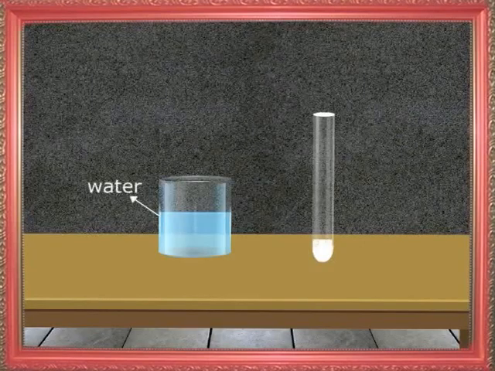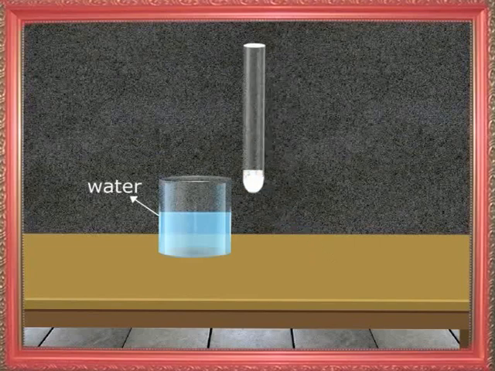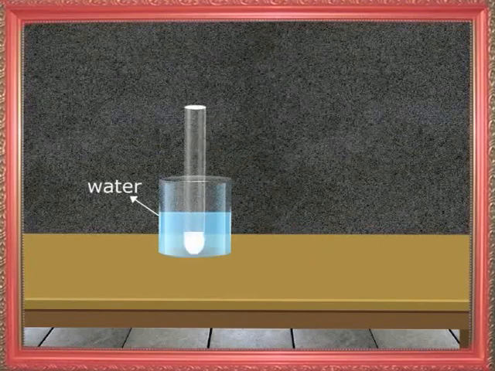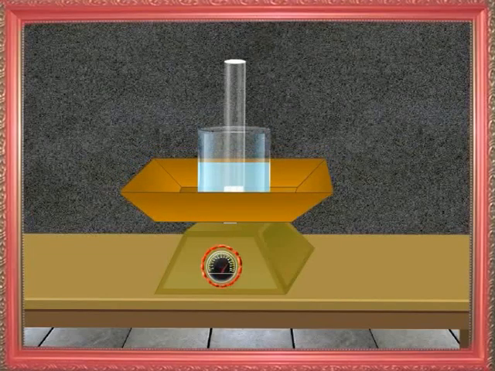Take sample water in a glass bowl. Then, in a small test tube, take some salt and place the tube inside the water. Ensure the tube opening is closed. Now, use a weighing machine to measure the weight of the entire content. You weigh the entire glass bowl containing water within, which is the test tube with some salt.